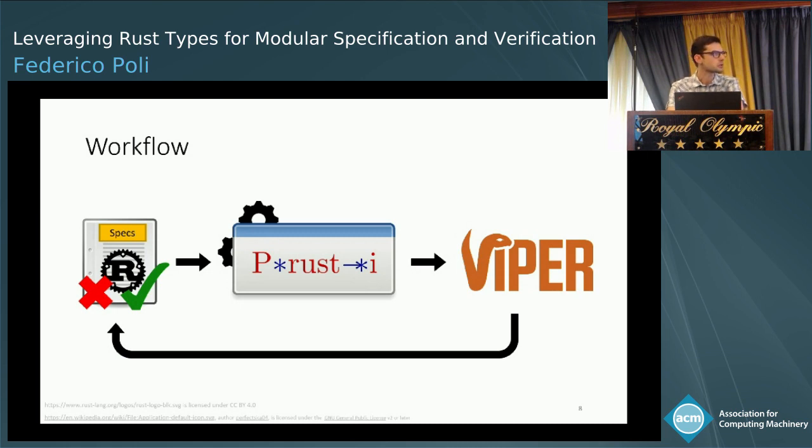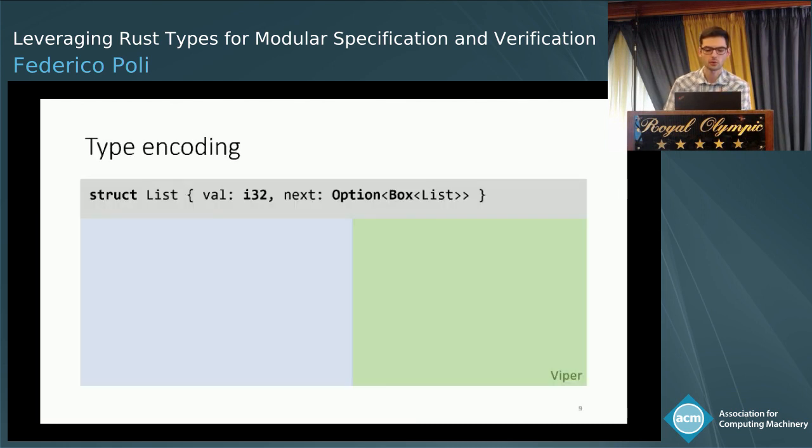Viper internally uses an SMT solver to check the proof. Let's take a better look at the translation that Prusty does from Rust to this Viper language. So, for example, consider the struct, the list. This is the definition that we saw in Rust. How is this translated to Viper?